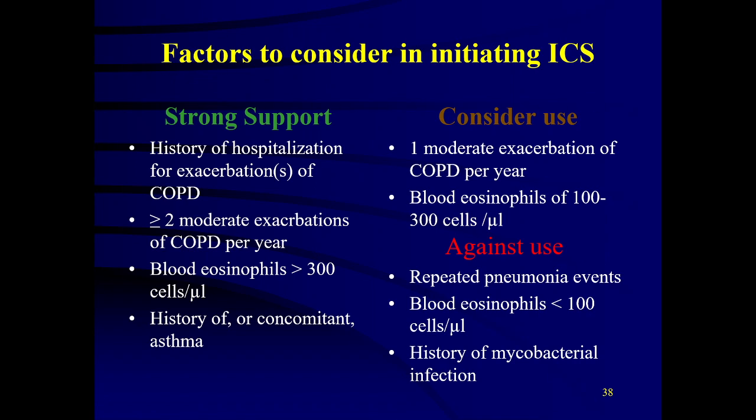This slide showed which factors we consider in initiating inhaled corticosteroids. There is strong support for those who have a history of hospitalization for exacerbation, one or more, of COPD. This is an indication to give inhaled corticosteroids. Or if he has more than or equal to 2 moderate exacerbations per year, or if there is blood eosinophilia, or there is concomitant asthma. We can consider the use of inhaled corticosteroids in COPD if there is 1 moderate exacerbation of COPD per year, and if the eosinophil count in the blood is between 100 to 300 cells.